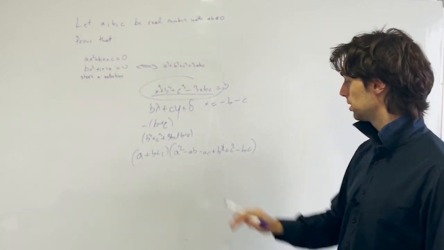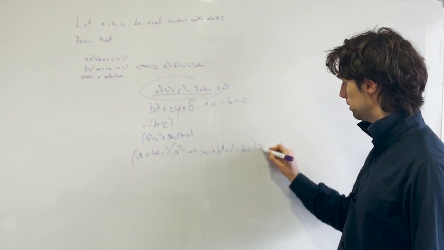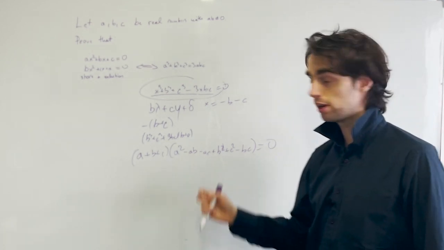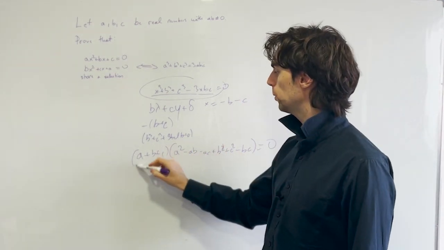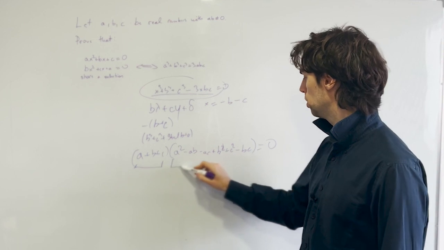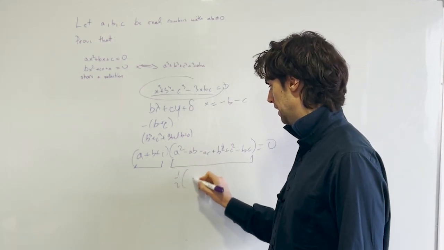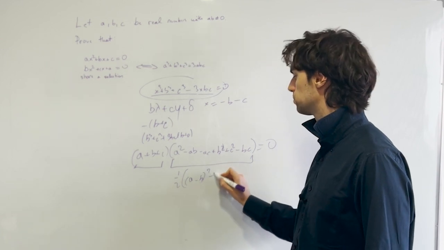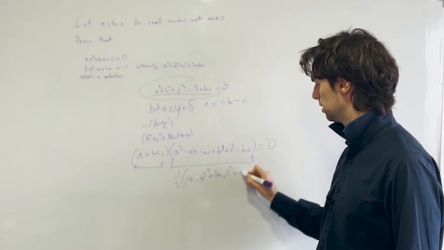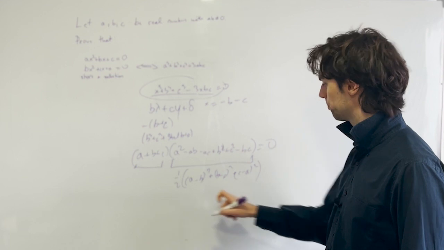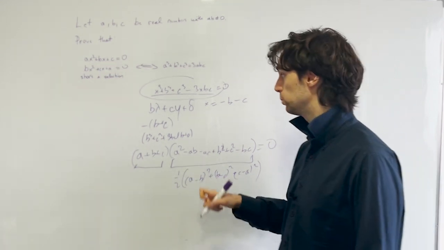And so with this sort of factoring, you have the condition that this is equal to 0. When is this equal to 0? Either when a plus b plus c is 0, or when this is 0. When is this 0? Well, this is a half times (a minus b) squared plus (b minus c) squared plus (c minus a) squared, right? So this is equal to 0 when a is equal to b is equal to c.